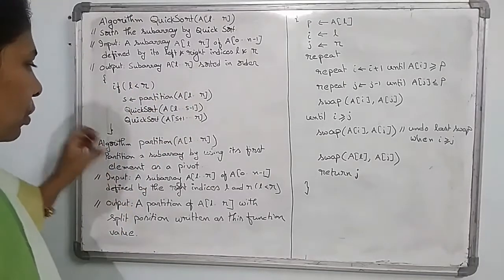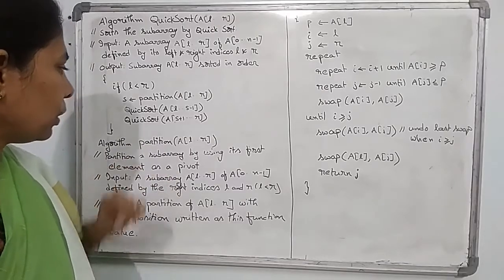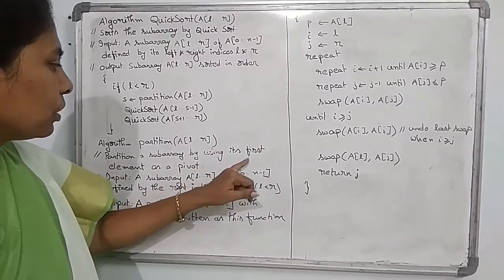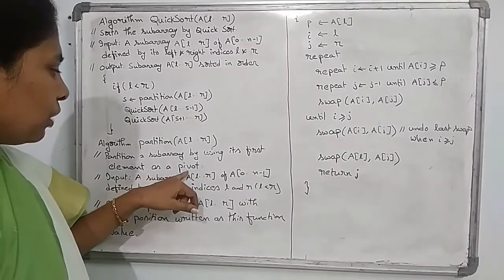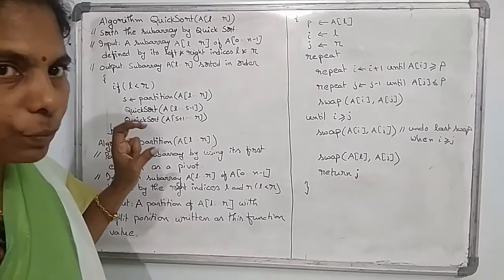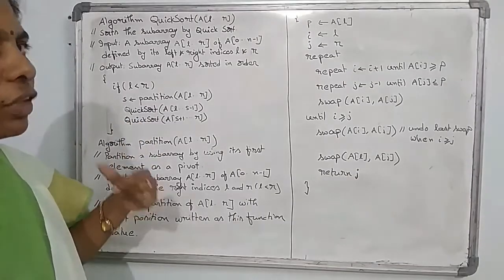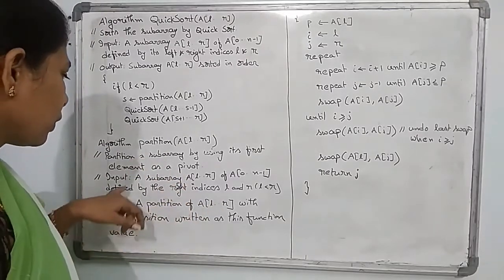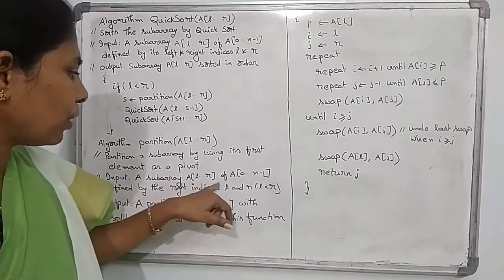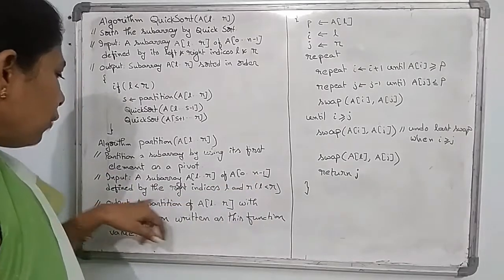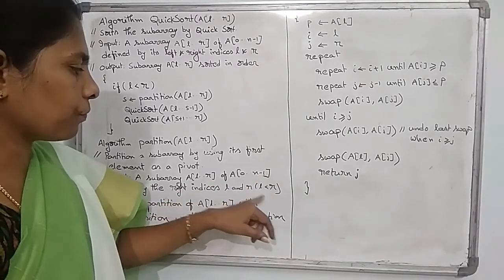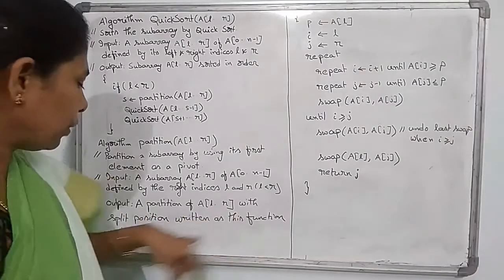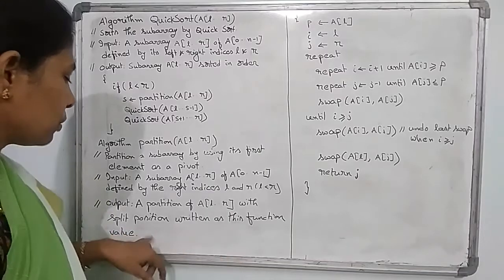Now we will discuss the partition of the given array. The partition of the subarray A[L..R] uses its first element as the pivot element. If you want to identify the partition element, take the first element of the array, and that first element is the pivot. The input is the subarray A[L..R] of A[0..n-1] defined by the left and right indices L and R. The output is a partition of A[L..R] with the split position returned as the function value.